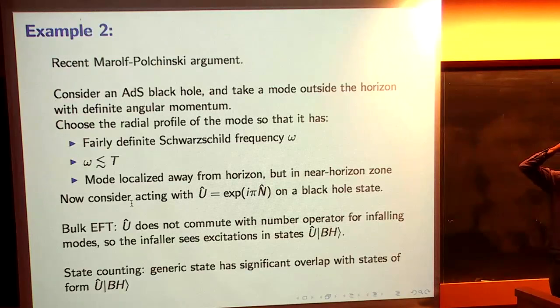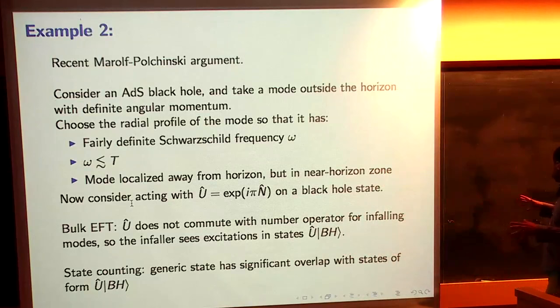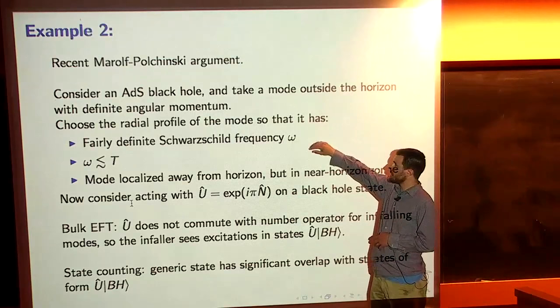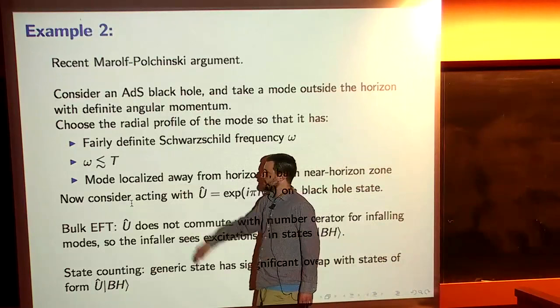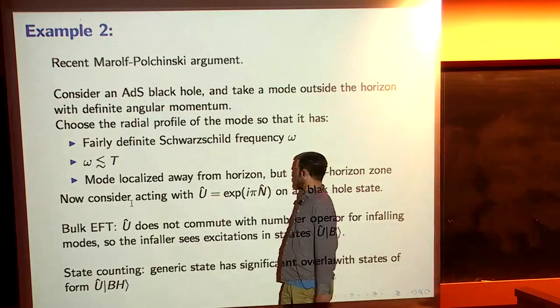So basically the ingredients there are you're considering an AdS black hole, and then we consider some mode outside the horizon that has definite angular momentum. And then they want to choose the radial profile of this mode so that it has a fairly definite Schwarzschild frequency. Its frequency is less than or of order of temperature. And this mode is localized away from the horizon, but it's in the near horizon zone. And then they construct this operator, this unitary transformation, that's constructed from the number operator of that mode. And they act on a black hole state.